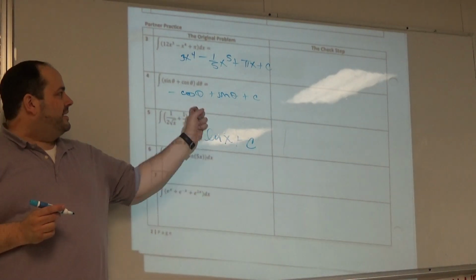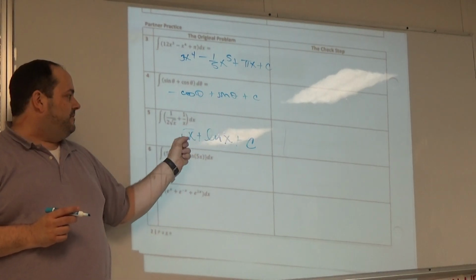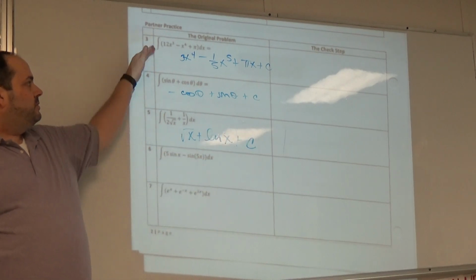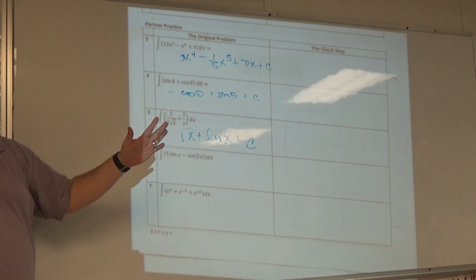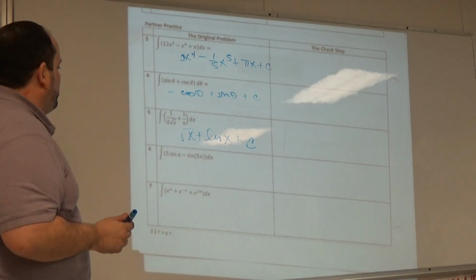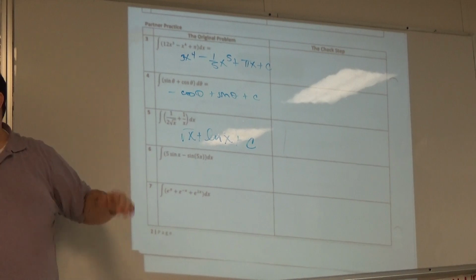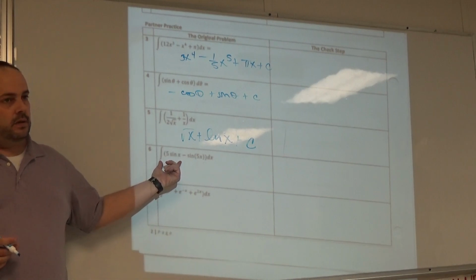Okay, so if all goes well, number 4, negative cosine theta plus sine theta plus Charlie. Number 5, square root of x plus natural log of x plus Charlie. Yes. How many guys got 3, 4, and 5 right? Okay, so we're in a good place. It is all about undoing derivatives. So let's look at number 6. 5 sine of x. What, oh what, would I take the derivative of to get 5 times the sine of x?